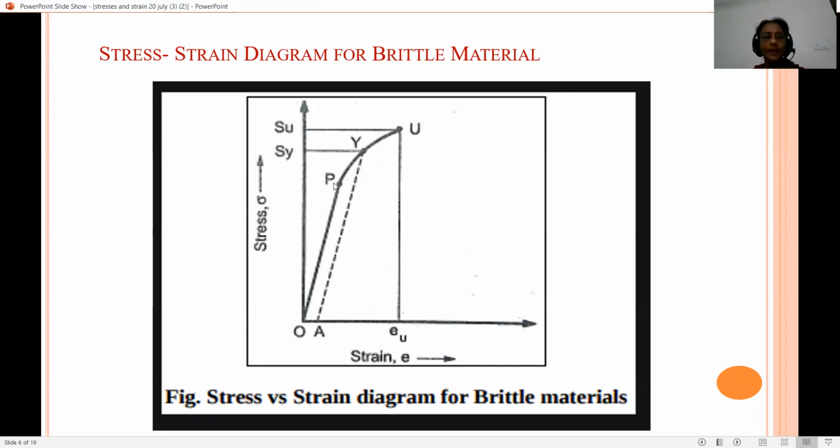Beyond point P, with further increment of the tensile load, material will behave in an elastic way up to point Y. So point Y is known as elastic limit. With further increment of tensile load, there will be only slight deformation, and without increment of the strain, material will fracture, and that point is known as ultimate stress or breaking stress. So in brittle material, ultimate stress and breaking stress are the same.